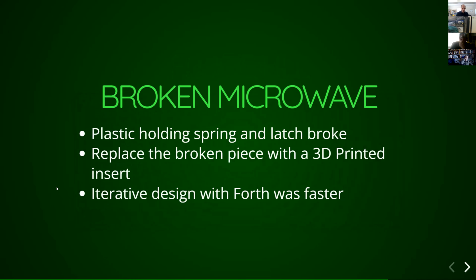cover that region. So let me talk about the project that I applied this to for a real thing. I had a broken microwave. The door on my microwave, the latch stopped working, and it's because the holding spring and the latch, the piece of plastic that was holding the spring and the latch, broke. And so I wanted to replace this with a piece printed with a 3D printer. And I decided to use Forth because I had already implemented some of this code to do this and didn't have anything to use it for, and thought, well, this would be perfect.